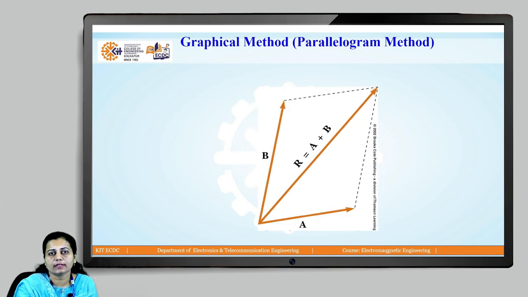Next graphical method is the parallelogram method. Here you can see we have two vectors, vector A and vector B. Initially, with the help of dotted lines, we will complete this parallelogram, and then we will connect this diagonal. So this diagonal is the resultant of vector addition.